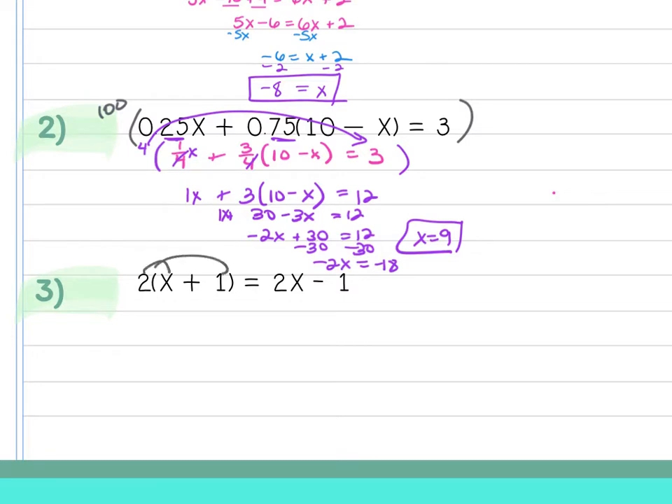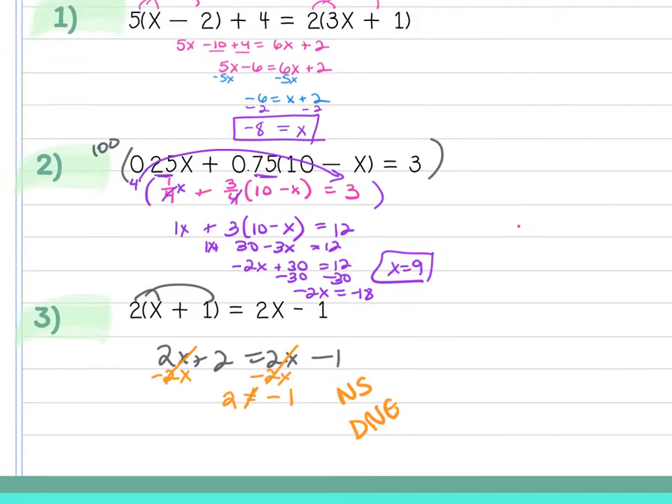All right, number 3, distribute: 2x plus 2 equals 2x minus 1. It's almost an identity, but they're not exactly the same. When I subtract the 2x, they cancel, and I get 2 equals negative 1, which is definitely not a true statement. So this is a no solution or does not exist question.